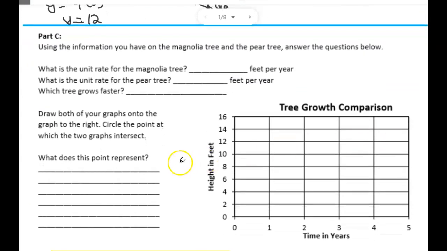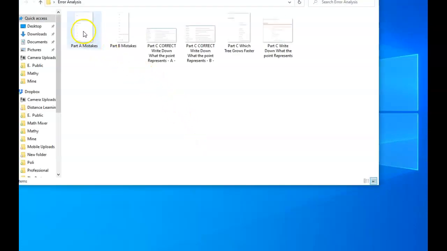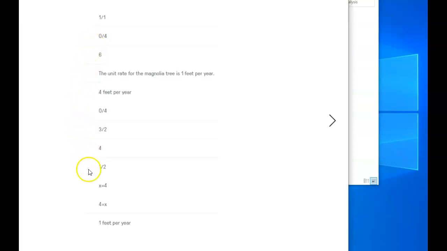So it says, using the information you have in the magnolia tree and the pear, answer the questions below. What is the unit rate for the magnolia tree? Blank feet per year. So what I'm going to do now is take a look at some of this error analysis here. So let's look at the first one. For that magnolia tree, we had some students that said their unit rate was 1/1, 0/4, 6. So take a look at these answers here. I'm going to ask you, what do you think these students' mistake was in this situation?